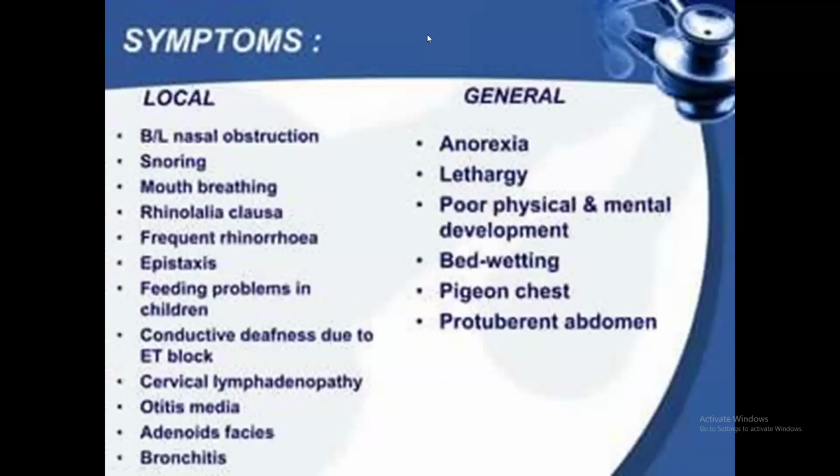Then what are the symptoms when the child is suffering from adenoid hypertrophy, both local and general? First, local symptoms include bilateral nasal obstruction, snoring, mouth breathing, frequent rhinorrhea, epistaxis, feeding problems especially in children, conductive deafness due to eustachian tube blockage, cervical lymphadenopathy, otitis media, adenoid facies, and bronchitis.